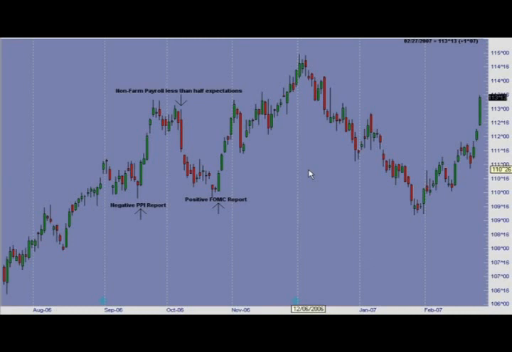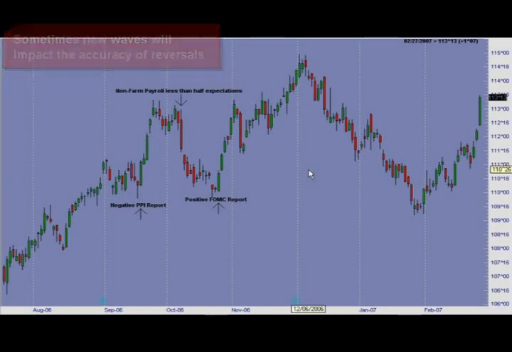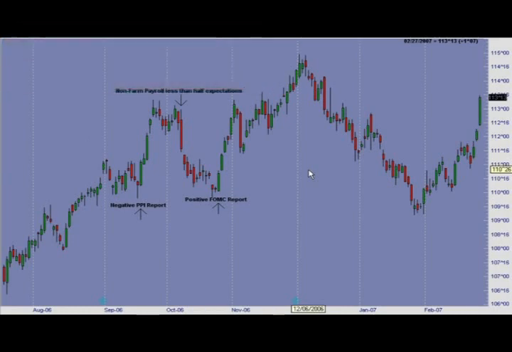A new wave will impact reversals, and we mentioned earlier that in rare cases it will actually impact the accuracy. Now that is very rare, but it does occasionally happen. More often than not, the impact will be that a reversal is not quite the way you thought it would be, or the scenario is not quite as anticipated. To give an example of what I'm talking about, take a look at this negative PPI report. Now the 30-year T-bond tends to react very positively or move higher when there's a negative PPI report, and you can see how it did that.